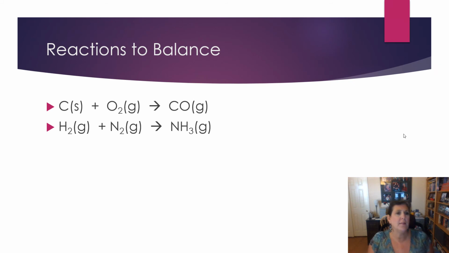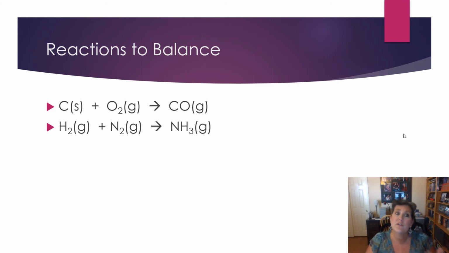All right, so I hope you did that. So in the first one, we have a carbon atom, we have two oxygen atoms, we have the arrow, and then we have one carbon and one oxygen atom, so it's not balanced. So this is kind of similar to the one we just did, so I hope you were able to do this one. We need to put a 2 in front of CO. That'll give us two carbons and two oxygens.